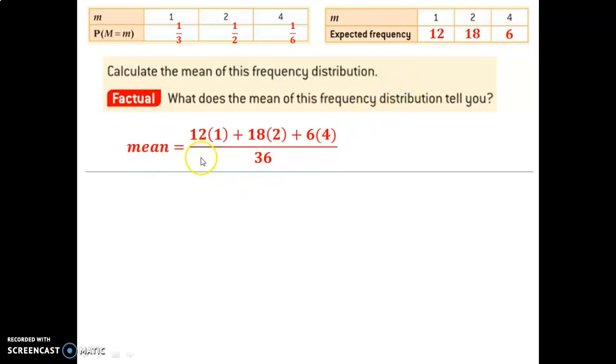Okay, so here's how we find the mean. We say, again, 12 times 1. And 2 occurs 18 times, and a 4 occurs 6 times. So here we're adding up all the possible things. So 12 ones plus 18 twos plus 6 fours. We're adding all those possibilities up, and we're dividing by 36, because that's how many total rolls there were. So that answer is 2.